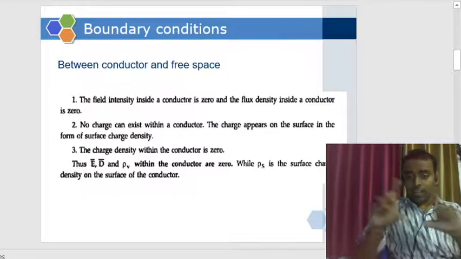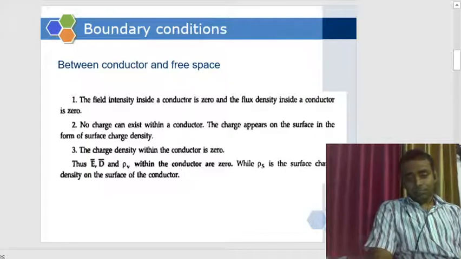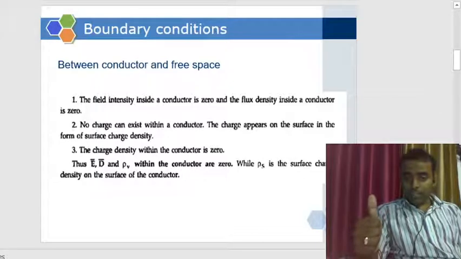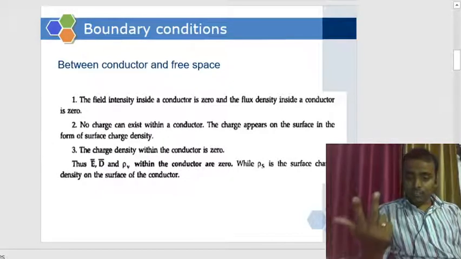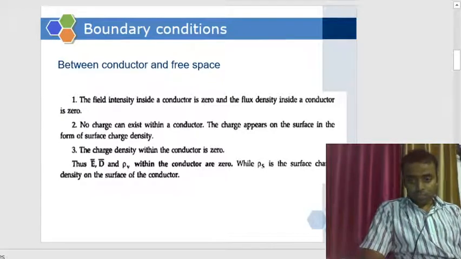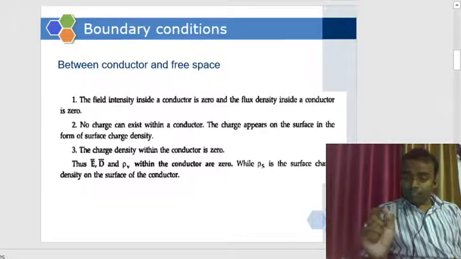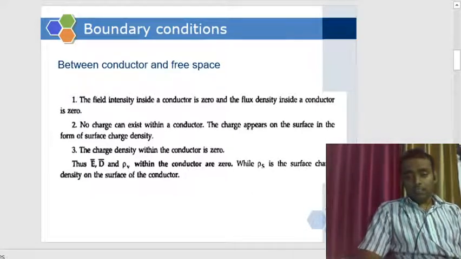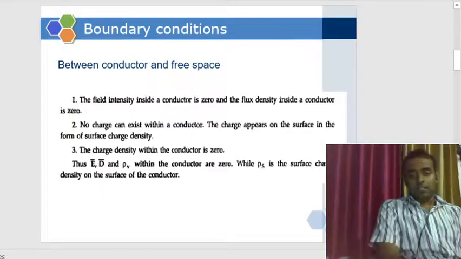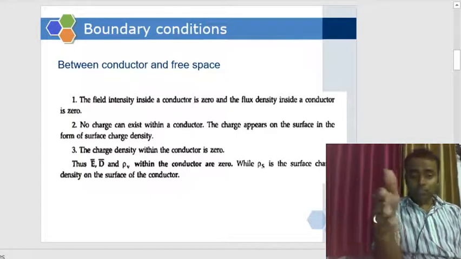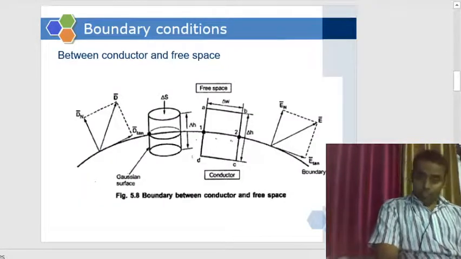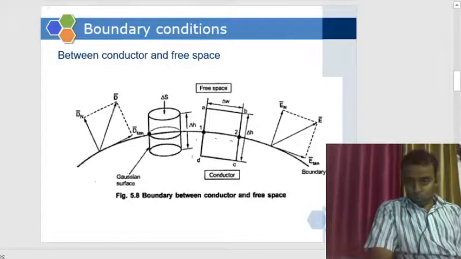सारा का सारा चार्ज कहाँ होगा? उसकी सरफेस पे. ठीक. So on a bottom line, electric field intensity, flux density, and volume charge density inside the conductor is 0. Only surface charge density will lie on the surface of a conductor. We'll keep these 2-3 points in our mind and determine our boundary condition. So let's take these two.